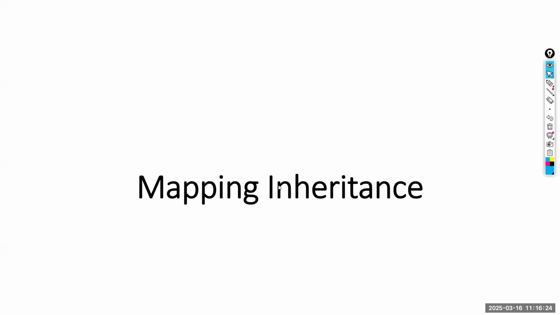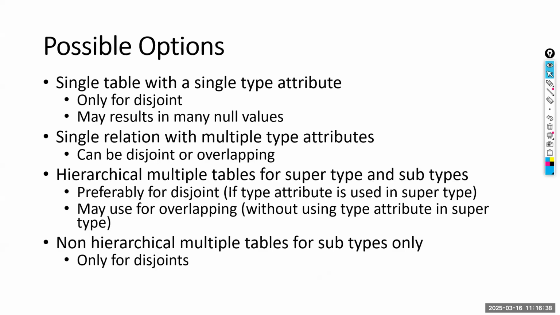Right. So when it comes to mapping inheritance, you need to think about the possibility of total versus partial, and the possibility of disjoint versus overlapping. Keep that in mind. Let's see what are the possible ways of mapping. There are a few options, but you need to figure out which option is going to work in which kind of scenario. Sometimes you have more than one way to do it, but you need to justify why you use this approach.